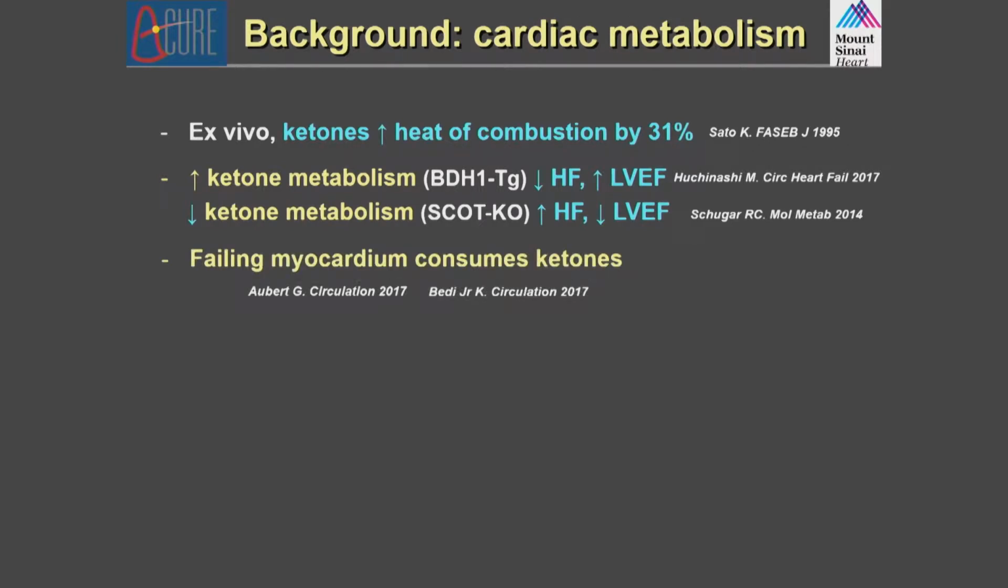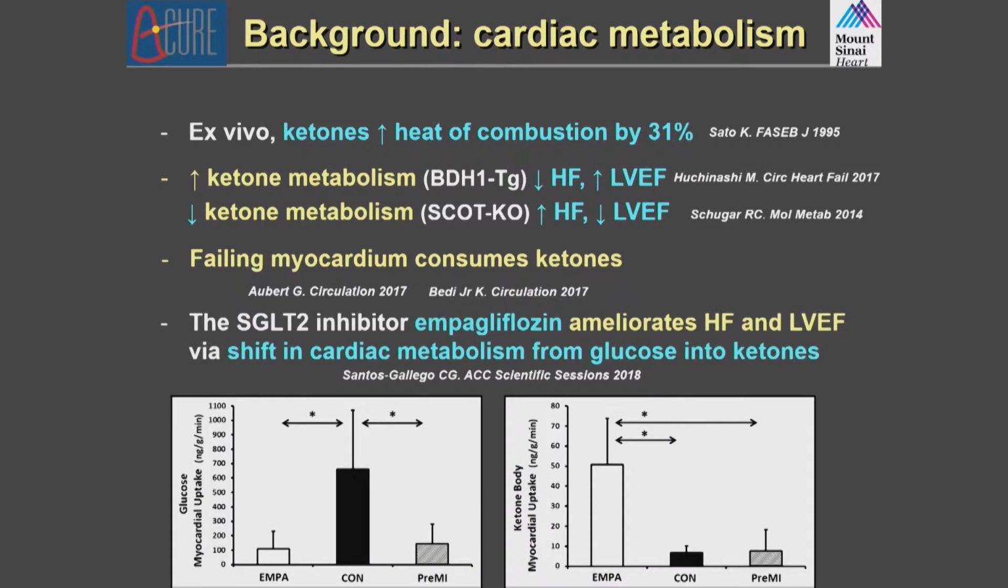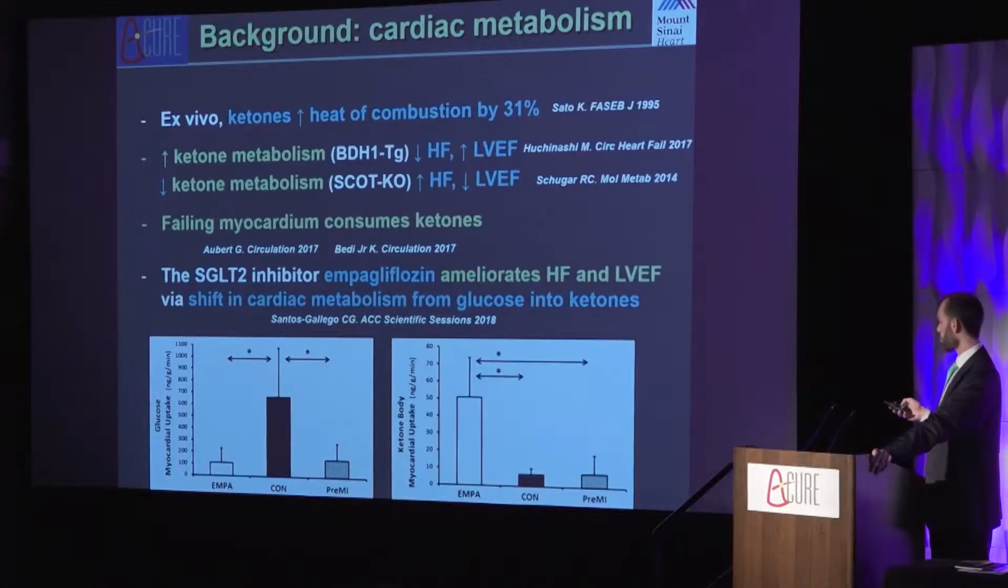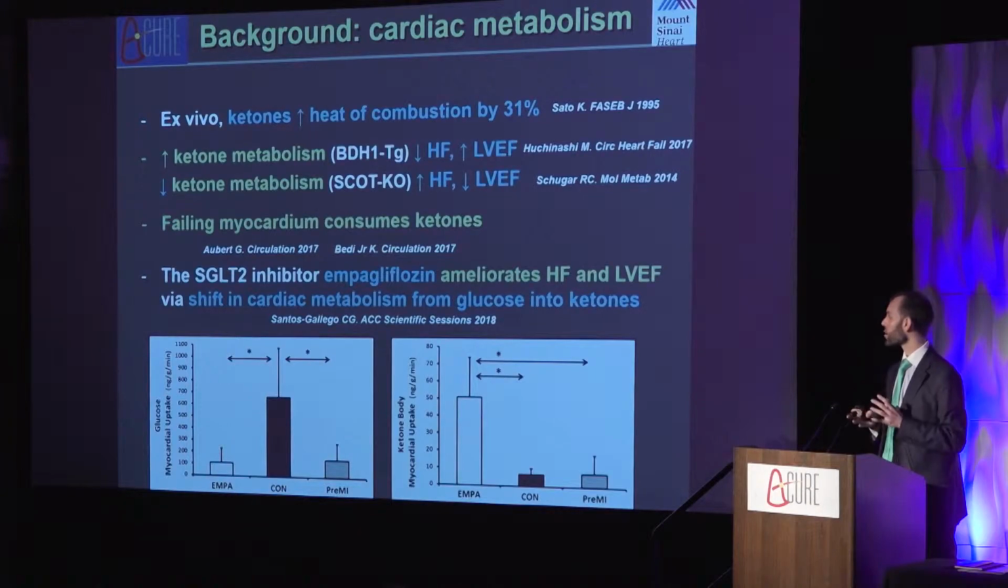This is very important, and we have recently realized that the failing myocardium not only can consume ketone bodies, but that actually the ketone body consumption is increased at least 3 or 4 times in the failing myocardium. And ketone bodies are very important also to explain the mechanism of action of the SGLT2 inhibitors such as empagliflozin. We have recently demonstrated that the cardiac benefits of empagliflozin are due to a switch in myocardial metabolism away from the energy inefficient glucose into the more energy efficient ketone bodies.